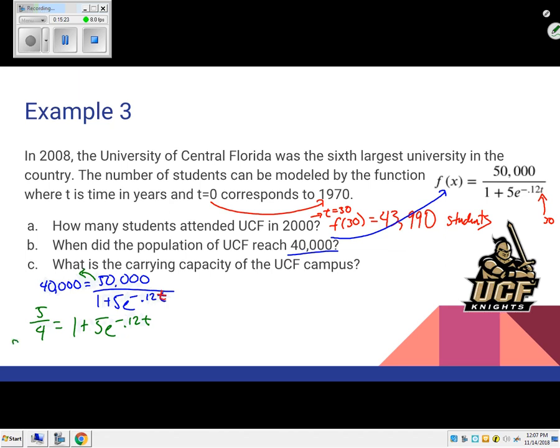Next up, I'm going to subtract 1 from both sides. I get 1/4 equals 5e to the negative 1.2t. And remember my goal when we talked about solving these types of equations: the only thing I want on one side of the equal sign is a base raised to a power. So in this case, the only thing I'm wanting on this side of the equal sign is e raised to a power. So I need to divide both sides by 5.